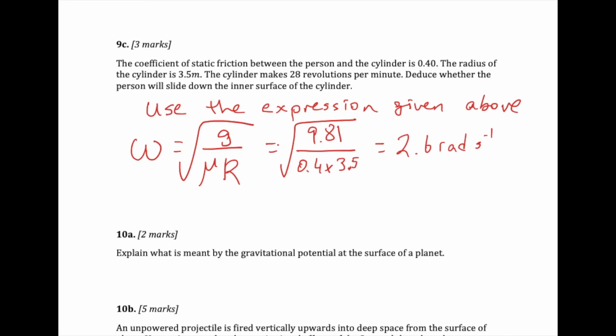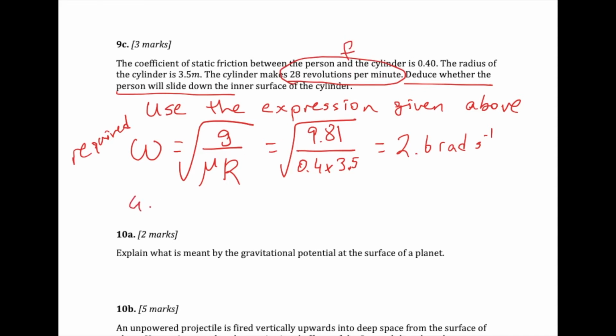This is simple substitution of the numbers given in this question to calculate omega. But you need to realize the question is asking us to deduce whether the person will slide down. So we need to compare this with reality. This is the required value of the angular velocity so that the equilibrium is maintained. Now, in reality, with those 20 revolutions per minute, that's giving us the frequency per minute.